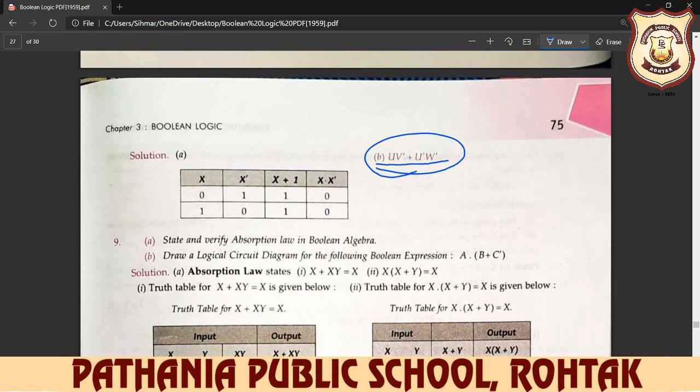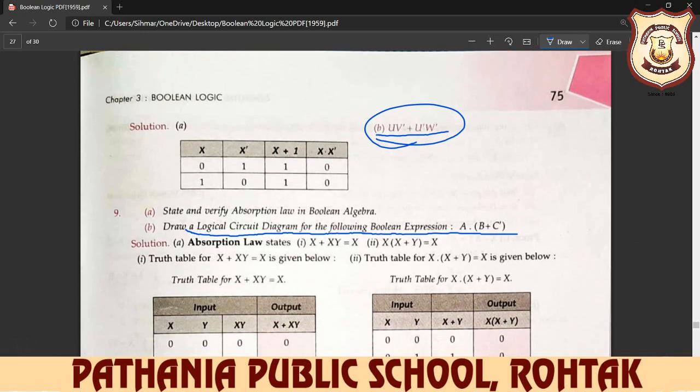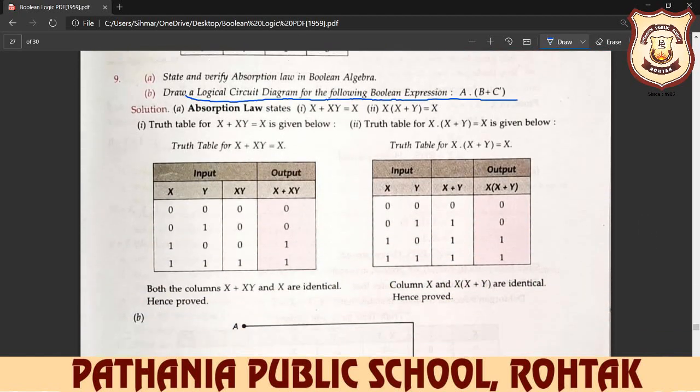Next question is question number 9. We have already discussed absorption law in Boolean algebra in the chapter. Question number B. Draw a logical circuit diagram for the following Boolean expression: A multiplication B plus C complement. So here we need two gates. One is your OR gate and second is your AND gate.